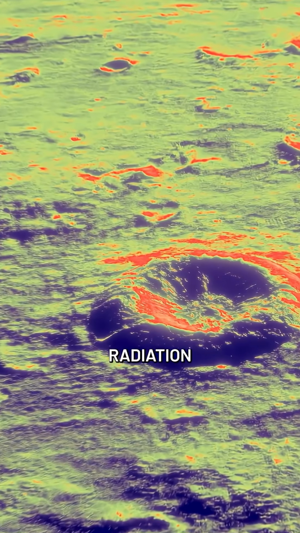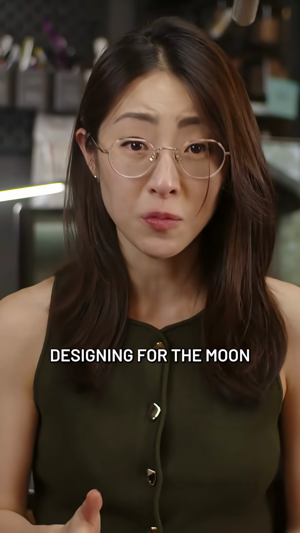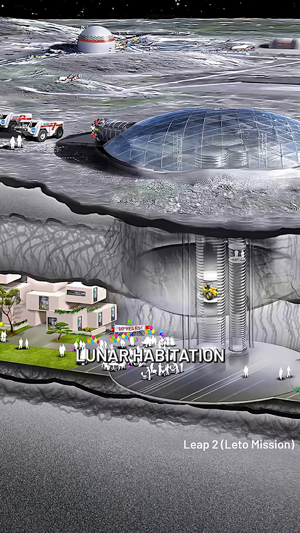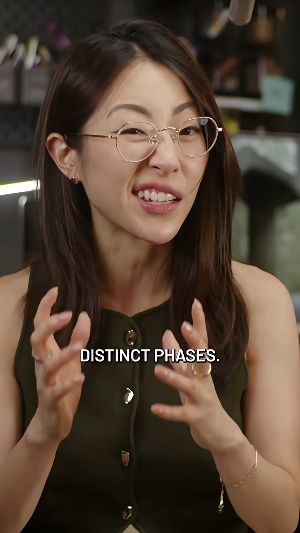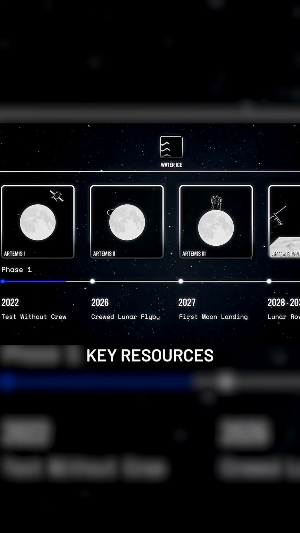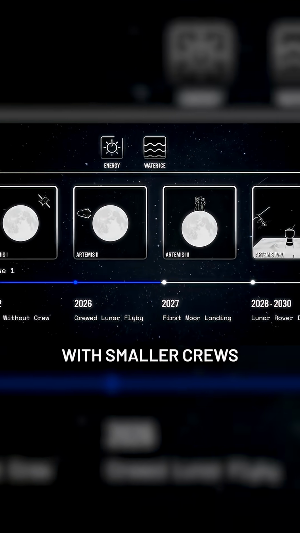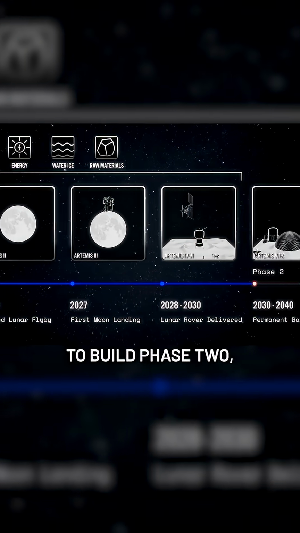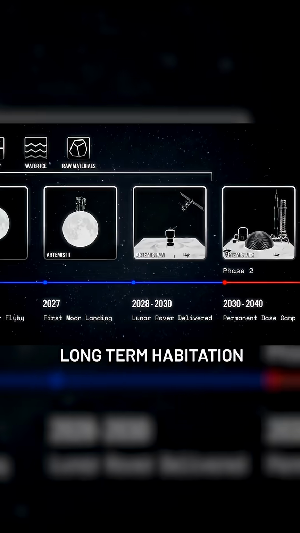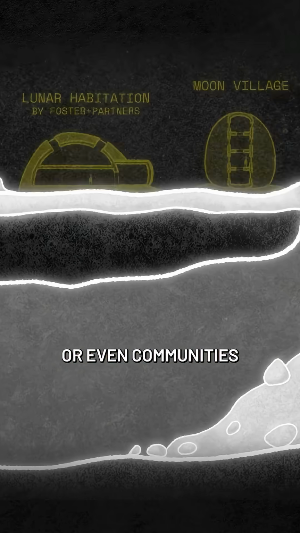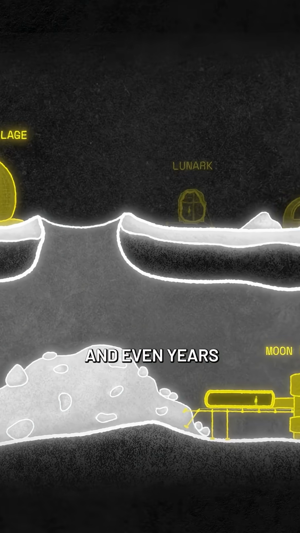Heat, radiation, micrometeorites. Designing for the moon forces you to rethink everything. And that's why lunar habitation is broken up into distinct phases. The early phase is for finding key resources, like ice and energy, with smaller crews and shorter missions. They're going to use this to build phase two, which is long-term habitation, designed for larger teams or even communities, staying for months and even years.